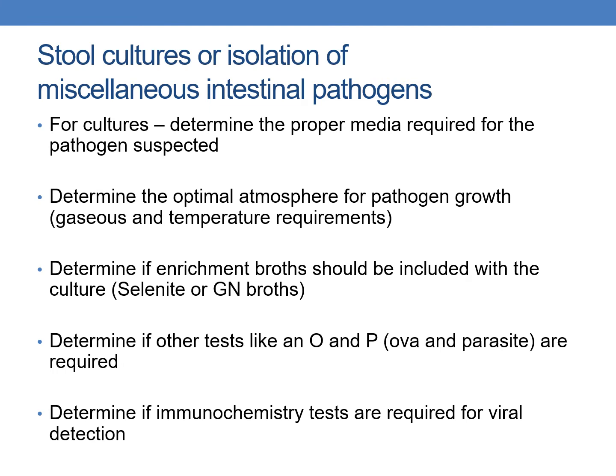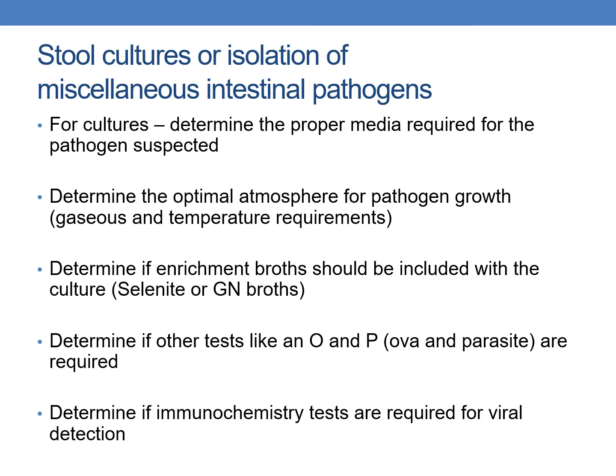There's a number of things that we want to do in order to isolate the potential pathogen. For example, we want to make sure that we set up the proper media required for the suspected pathogen. For example, if we suspect our patient has Campylobacter, then we want to set up Campylobacter CVA or Campylobacter blood agar in order to isolate that pathogen.